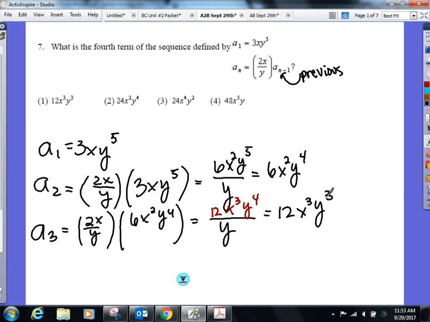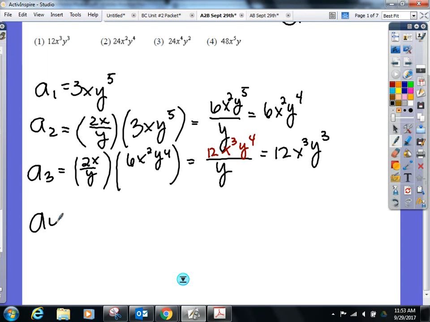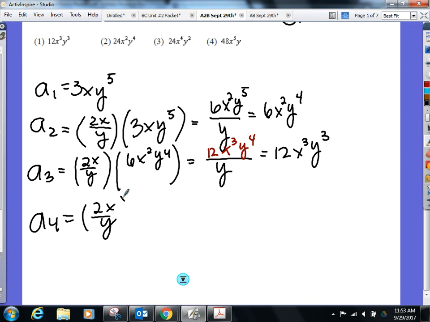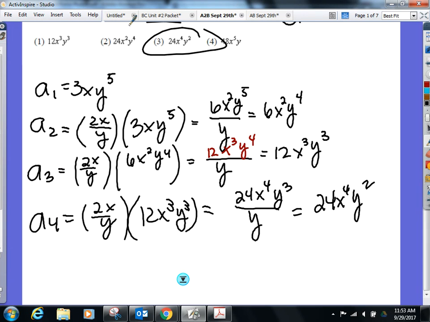We're almost there. Take a deep breath. 4th term. Same thing, 2x over y. Now, what's my previous term? Multiply it by that 12, x to the 3rd, y to the 3rd we just found. All right, let's roll. Over y. 2 times 12 gives me the 24. How many x's do I have on top? 4 x's. How many y's? 3. 3 on top, 1 on the bottom. What am I left with? 24x to the 4th, and now y squared. Magic.